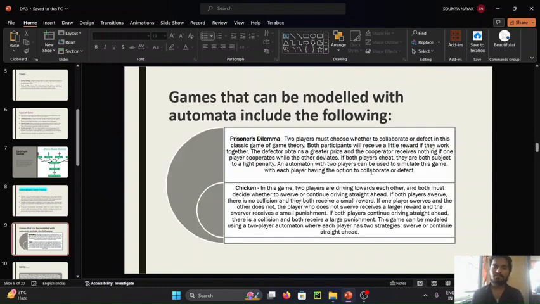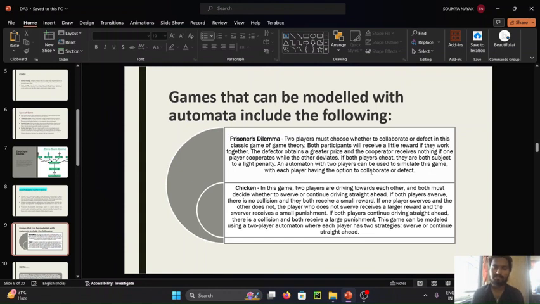So let's see the games that can be modeled with automata. There are numerous examples that can be applied with automata, so we have just listed three to four examples to get an overview of how games modeled with automata will be useful for us.